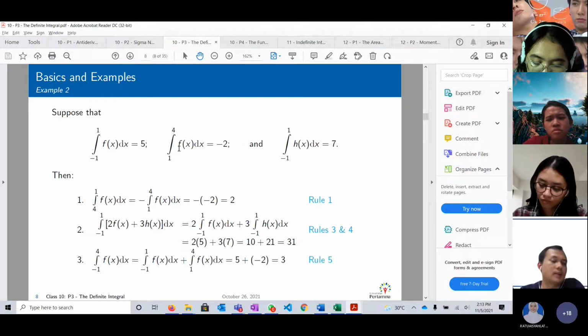Yes. So we have three known integrals. We are asked to find the integral from 4 to 1 of f(x), and also the integral from -1 to 1, and also from -1 to 4 of f(x).